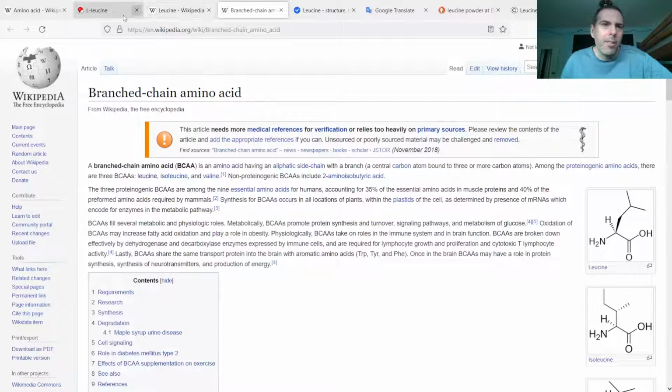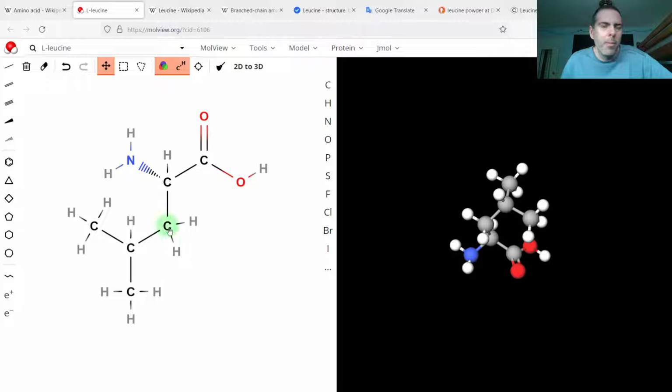So yeah, it has an uncharged hydrophobic side chain.